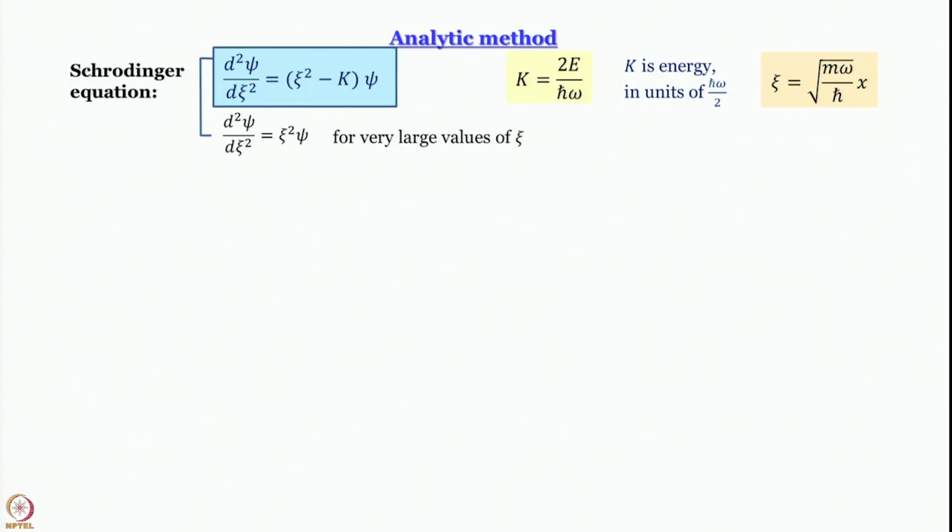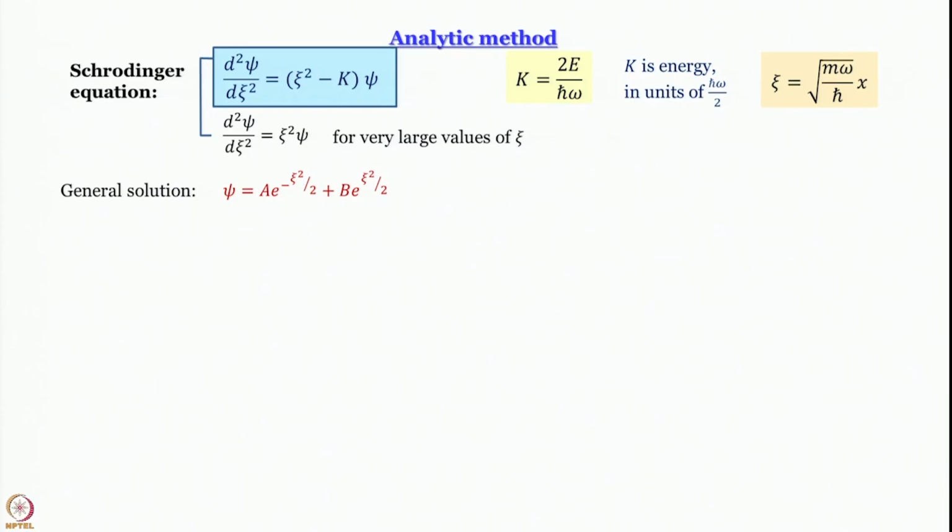So, what we will do is first we are going to work this out. What is the solution for very large values of xi, and then we will go to the general solution. First of all, the general solution here would be a e to the power minus xi square by 2 plus b e to the power xi square by 2. Just work it out yourself, differentiate twice, you will get back this same equation.